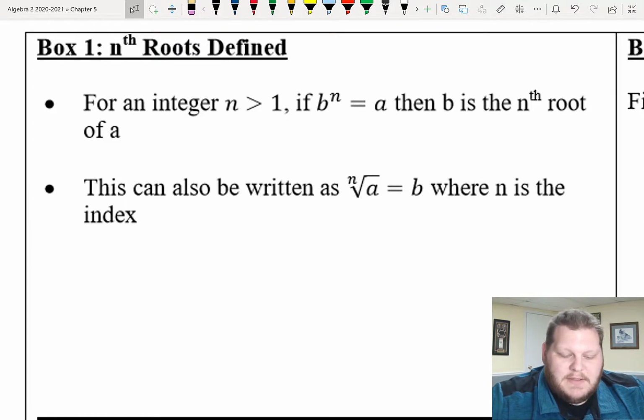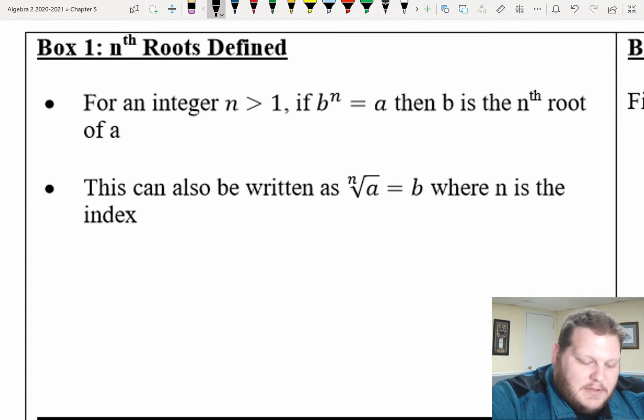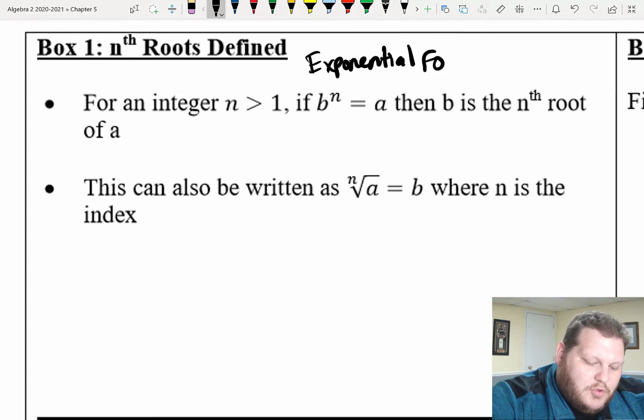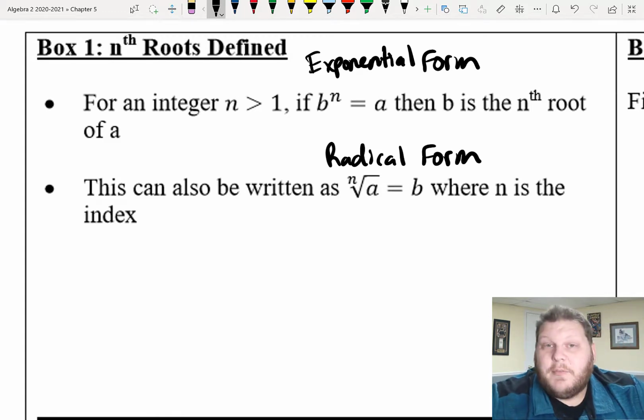Another way of writing this is putting it in radical form. So this is what we call exponential form. This is what we call radical form. It's the same information, it's just rewritten in two different forms.